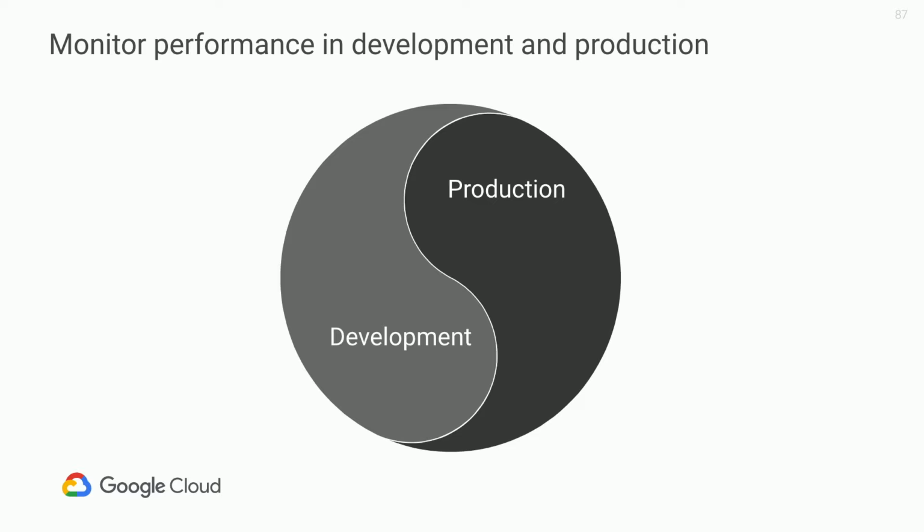As you can see, what does it look like to you? To me, it looks like a Tai Chi circle. It's a harmony, you know. Development and production is always like a harmony. You do something in development and you ship it into production. And when there is something you need to change in production, you ship it back to development. And the cycle continues.